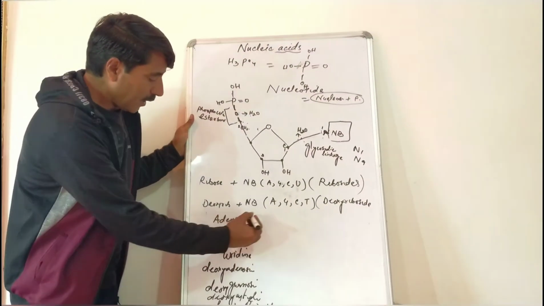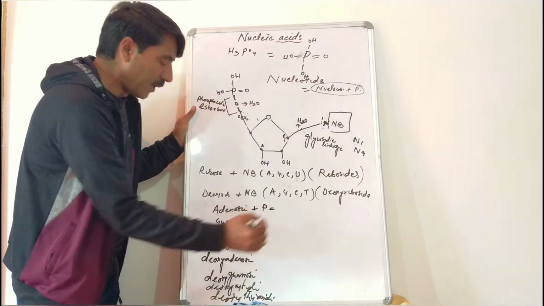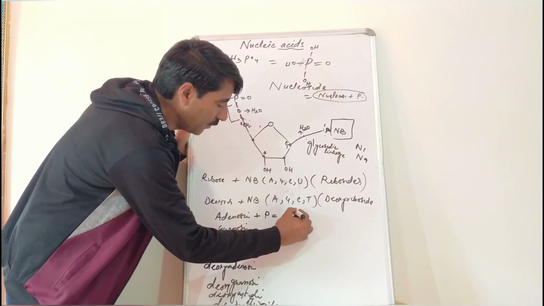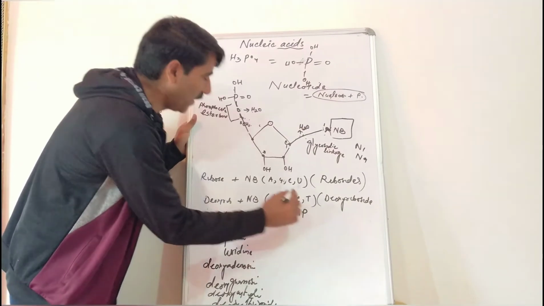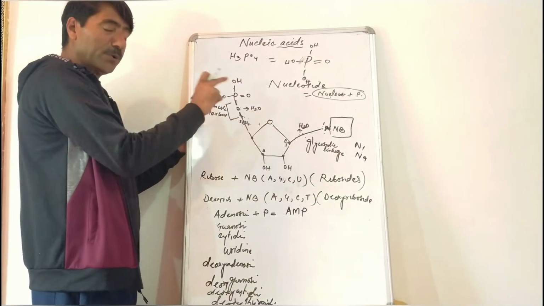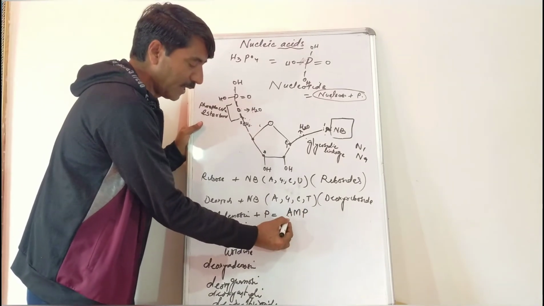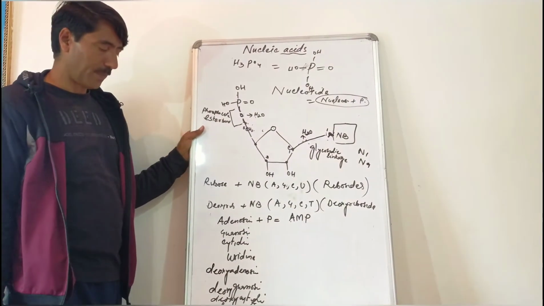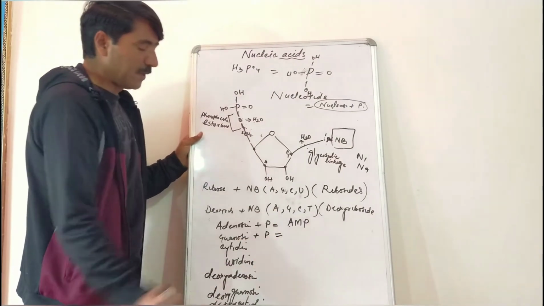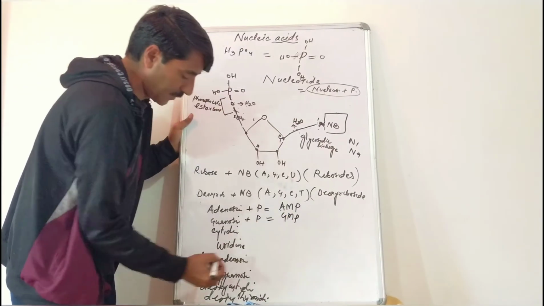Now here, if this is adenosine, attached to this is the phosphate group, it would become adenosine monophosphate, or we can say adenosine 5-phosphate. Adenosine 5 monophosphate, adenosine 5-phosphate, or simply adenosine monophosphate, and I will abbreviate it as AMP. Likewise, with this guanosine, if the phosphate group is attached, it would become GMP, that is guanosine monophosphate.